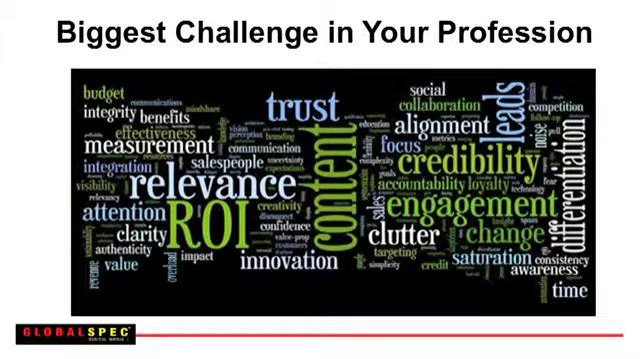When asked to use one word to describe the biggest challenge facing B2B marketing today, 472 members of a B2B technology marketers LinkedIn group responded. And while many of the challenges mirror those that we discussed, such as measurement, ROI, and leads, there are many more that make the list. Things like content, relevance, engagement, differentiation, credibility, and trust are also key challenges faced by other B2B marketers.